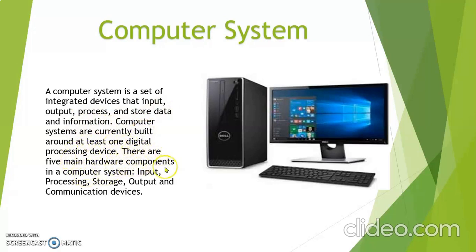There are 5 main hardware components in a computer system: input, processing, storage, output and communication devices. So basically in the picture you are seeing CPU, monitor, keyboard. So these are the hardware. Now later on you will know about software in detail.